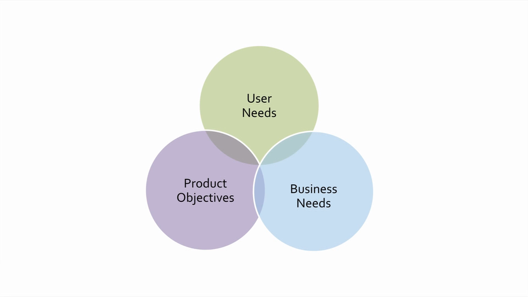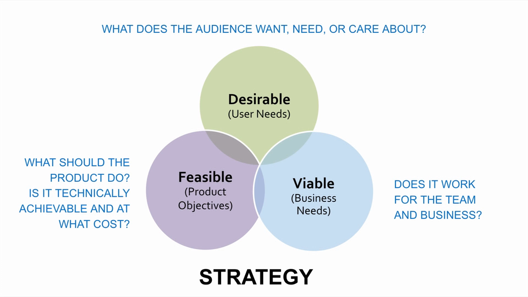Let's look at this in a little more detail. User needs can be equated to something that is desired. What does the audience want, need, or care about? Product objectives are what's feasible. What should the product do? Is it technically achievable? What's the cost? We need to assess how we can create a product that meets specific requirements, but also addresses the needs of the user.